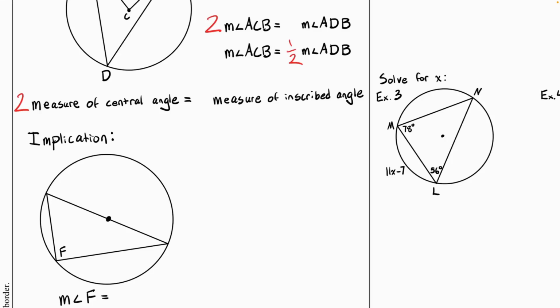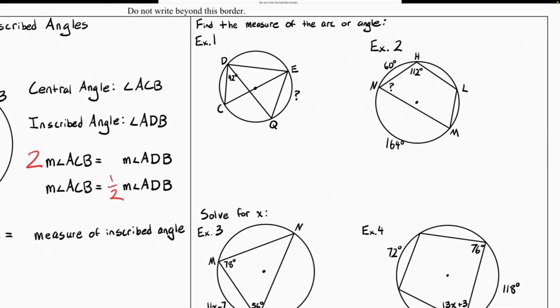So the implication is this. If I have some sort of diameter, what is the angle of the diameter? What is the angle of a line? That's 180 degrees, which means this angle down here is half of 180. Therefore, it's 90 degrees. So angle F is 90 degrees. That will help you in a few of these other problems. Let's dive into an example.